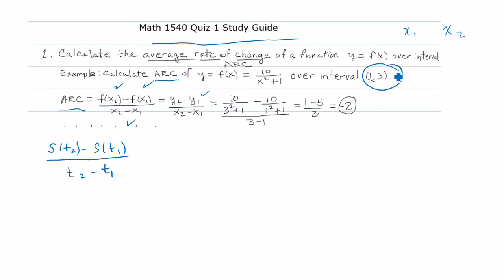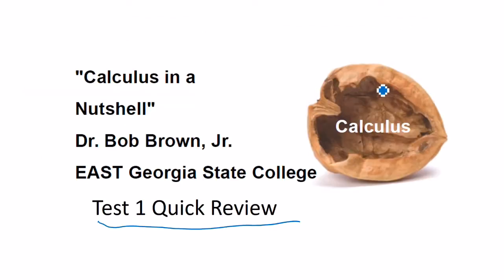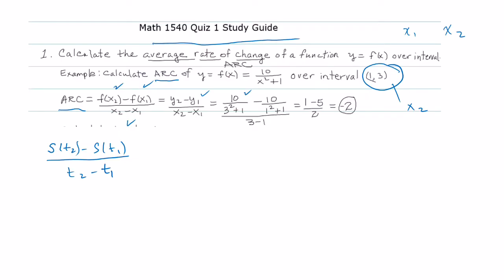So the first thing to do is take x2, which is the last point in the interval, and plug it into the function, and you get 10 over 3 squared plus 1. Then plug in x1, and you get 10 over 1 squared plus 1. Calculating all of this, you get minus 2 as the average rate of change, which really is telling you that the function is decreasing on the average on that interval.